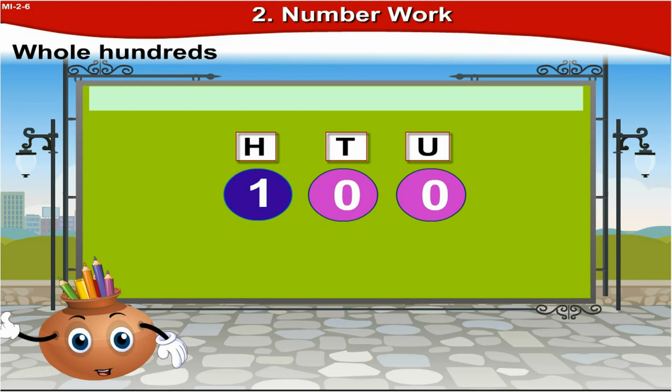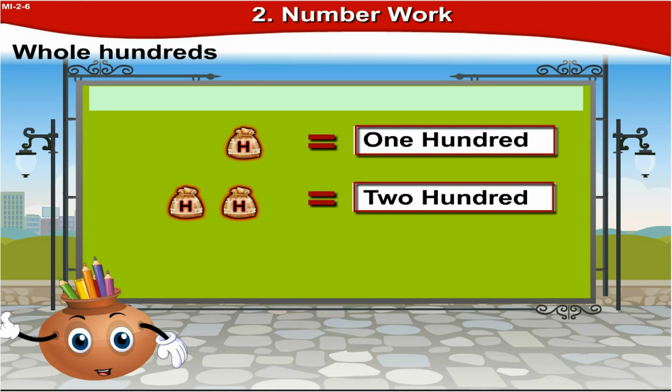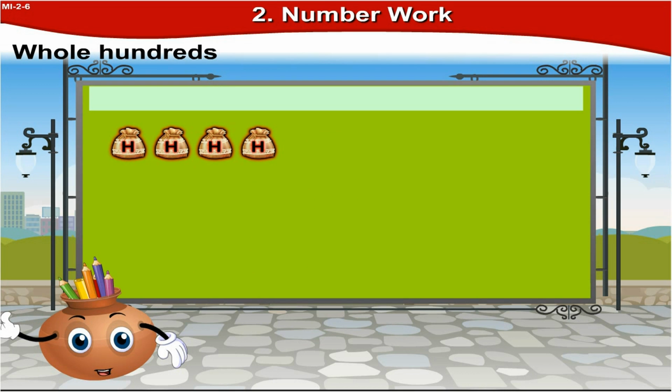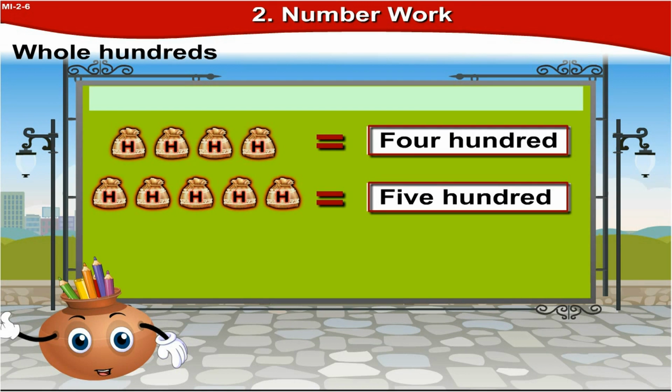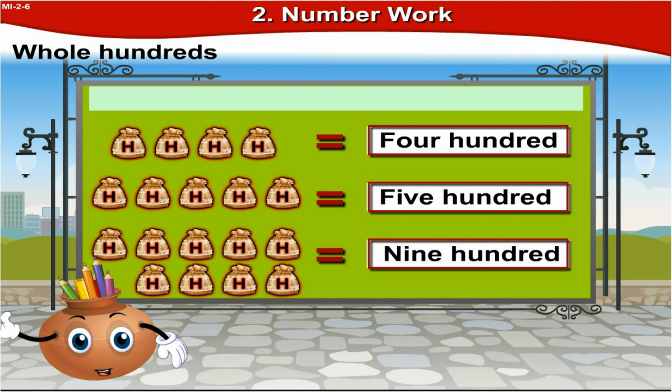Now similarly, if you see the bags, 200 means 2 hundreds. 300 means 3 hundreds. 400 means 4 hundreds. 500 means 5 hundreds. 900 means 9 hundreds.